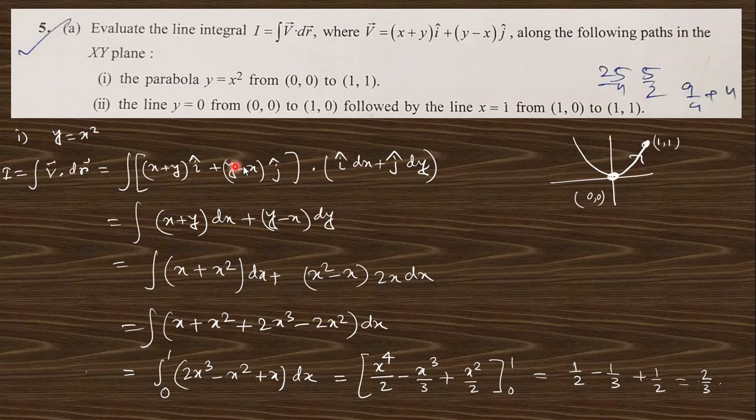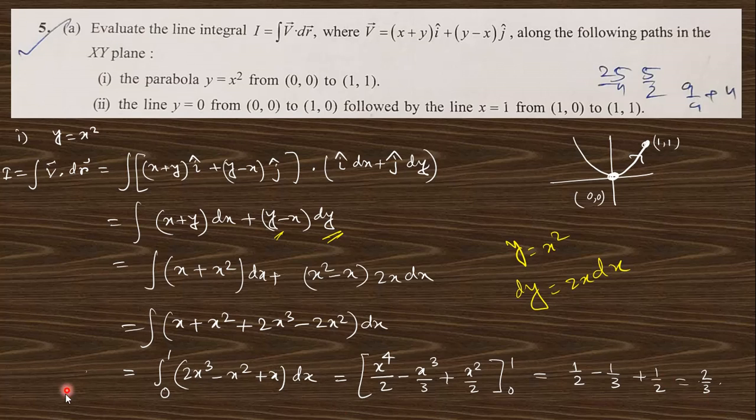So i is 1, j is 1, so this will give you d. Put the value of y, because x and y are related by the relation y equal to x square, so dy is nothing but 2x dx. Put this value in dy and put the value of y, and we will get this equation. Integrating from x equal to 0 to 1, we will get this value, 2/3.